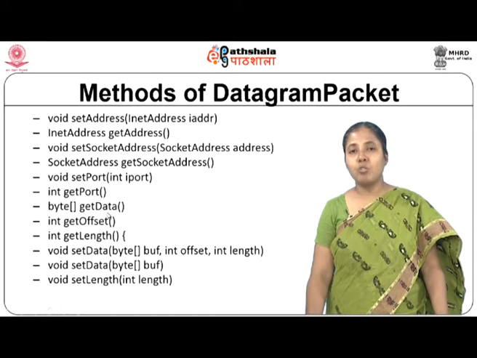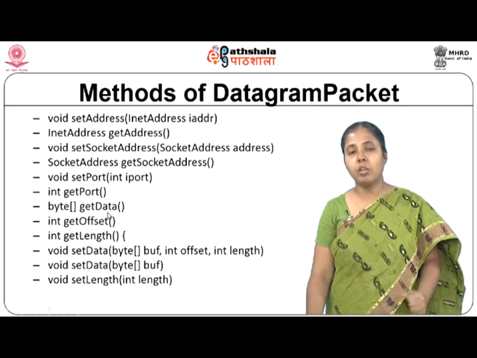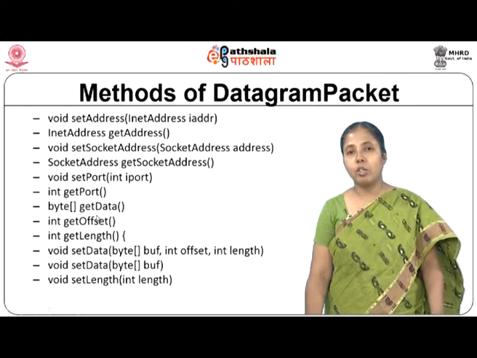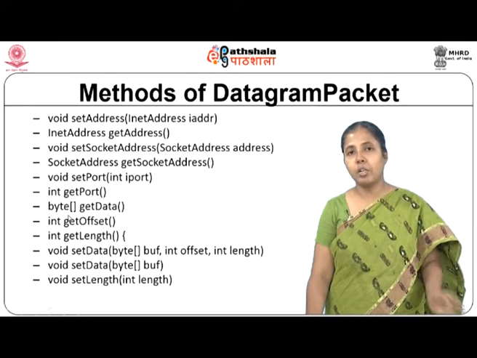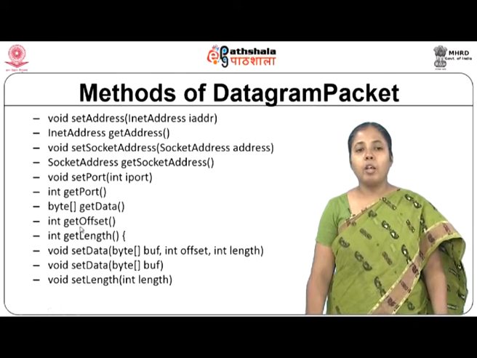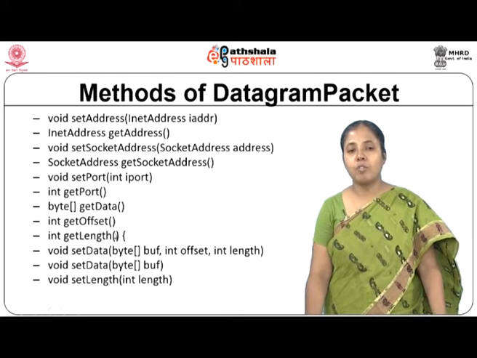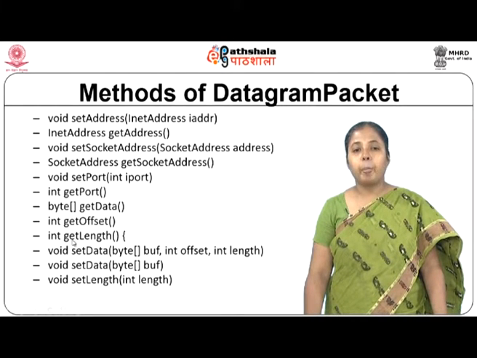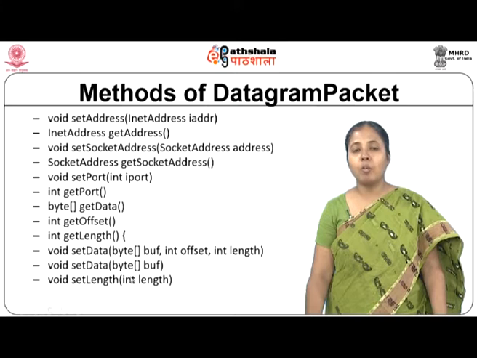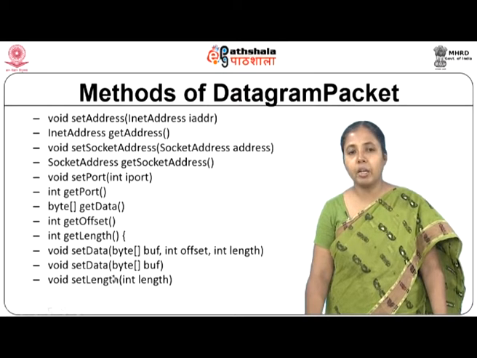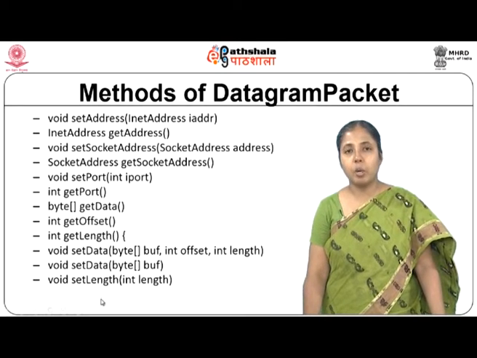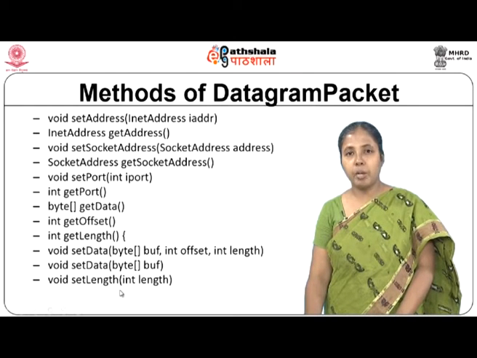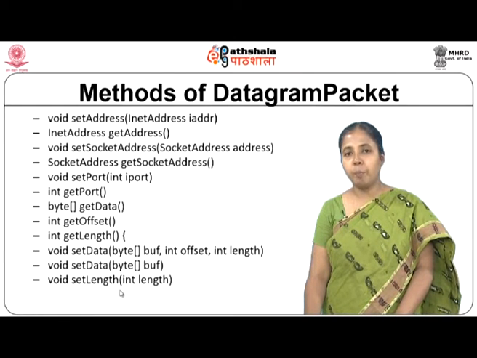And getData is to get the data from the datagram packet. Once a datagram has been received, you can use a method called getData that would return a byte array, then you have to convert that byte array to a string and you can print it. You can also get the offset using the method called getOffset. You can get the length of the datagram packet, and setData is to set data to the datagram packet. You can use offset and length, or without offset and length you can use the byte array to set the data, and similarly you can set the length of the datagram packet. So, these are the methods that are available in the datagram packet class.